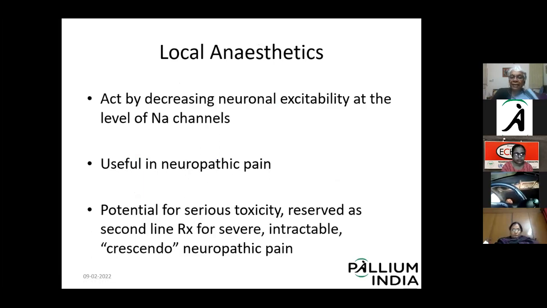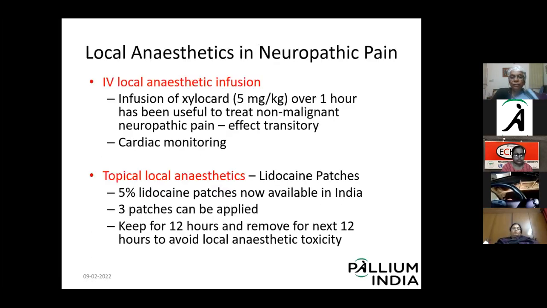Local anesthetics, like I said, can also be effective in treating neuropathic pain, particularly when it is difficult neuropathic pain. But you must remember that they can cause toxicity as well, so you have to be very careful. It can be given as an IV local anesthetic infusion, in a dose of 5 mg per kg over 1 hour. You have to use the Xylocard, which does not have the preservative, and with cardiac monitoring.